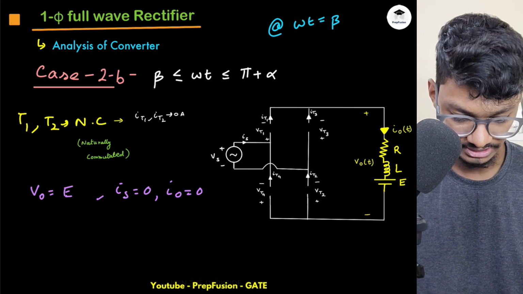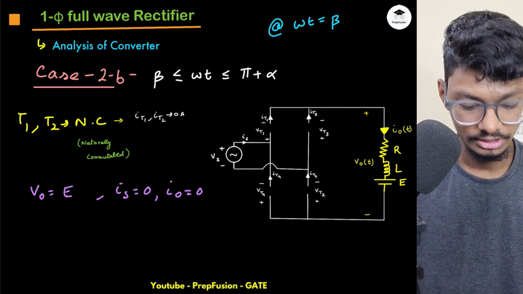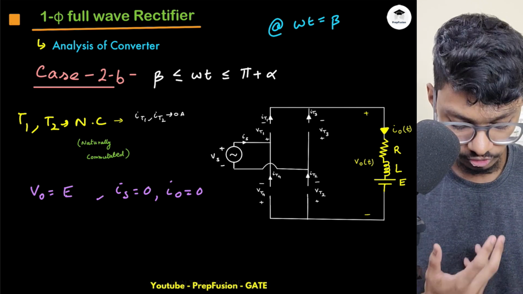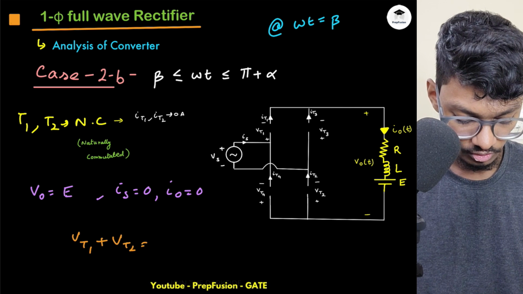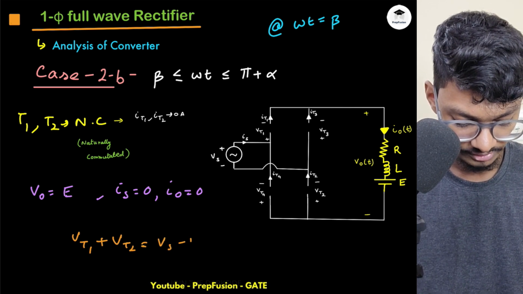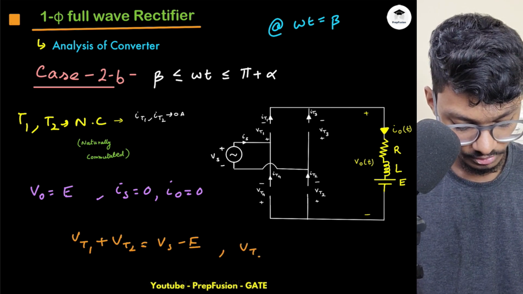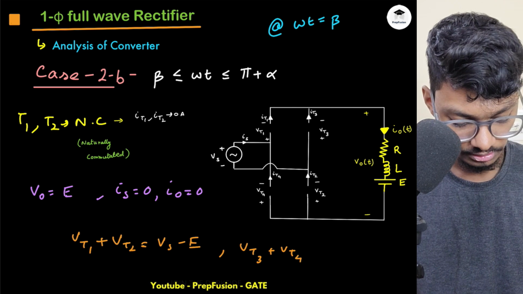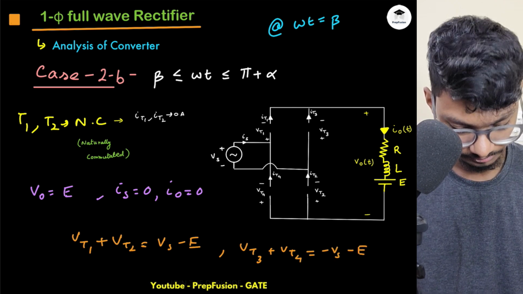And what will be the voltages across the SCRs? Again, everything will divide. T1 and T2 will both share the reverse voltage of Vs minus E, right? Source voltage minus the battery voltage of the output, and your VT3 plus VT4 will be basically equal to minus (Vs minus E).